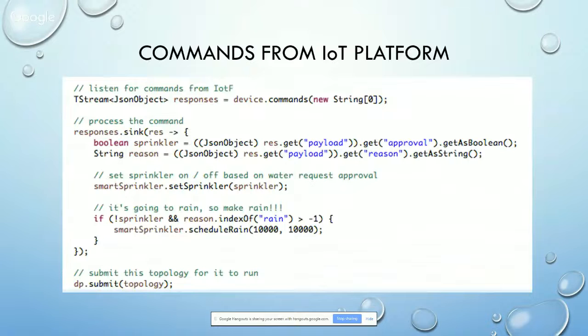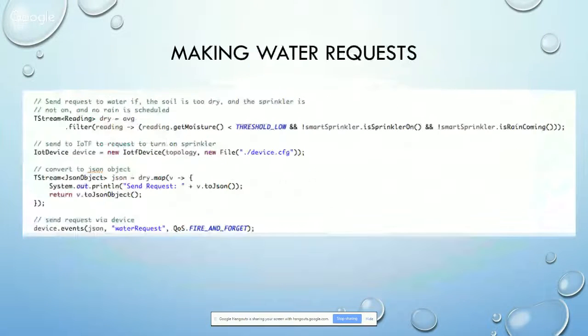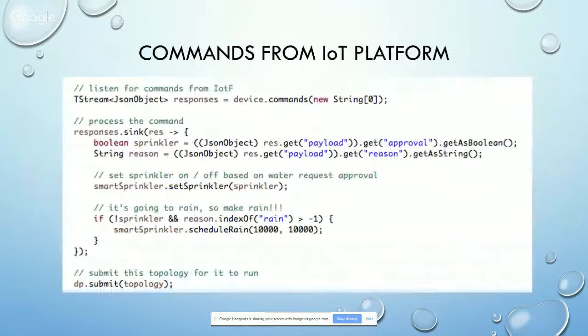So we go from gathering the moisture sensor information, calculating the rolling average, and then making the request. The next thing we want to do is, now that we have made the request, are we really allowed to turn on the sprinkler, and how do we decide that? The decision to turn on the sprinkler is done by the backend, and for us to receive commands from the backend, we call this device.commands method, which is going to get responses back from the streaming analytics service to tell us whether we are allowed to turn on the sprinkler or not.